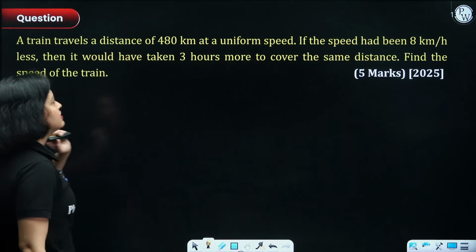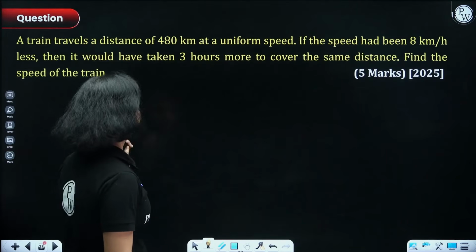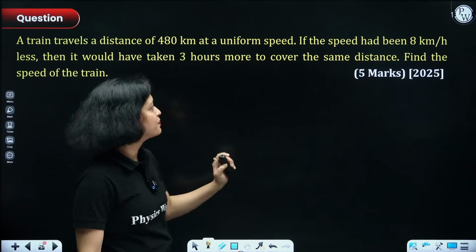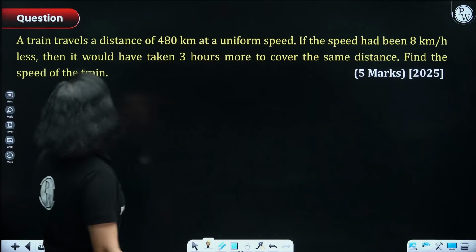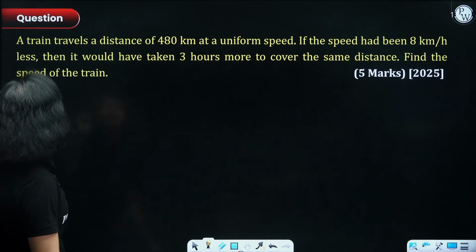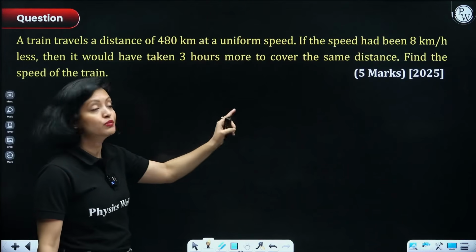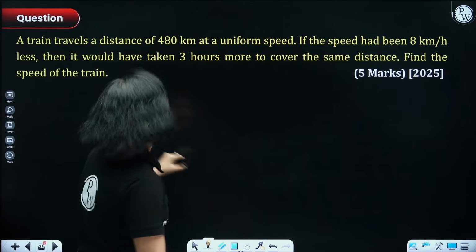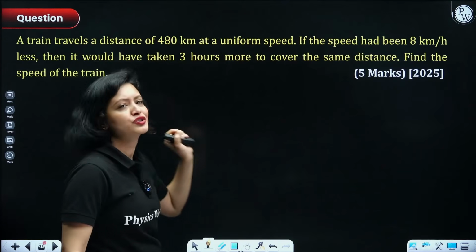A train travels a distance of 480 kilometers at a uniform speed. If the speed had been 8 kilometers per hour less, then it would have taken 3 hours more to cover the same distance. Find the speed of the train.